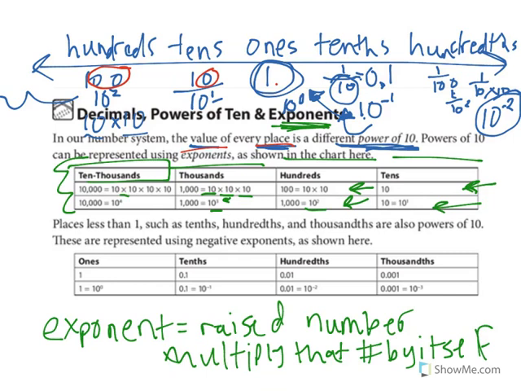And in 10,000ths, well, you see 4 place values here, 4 zeros, so 10, 10, 10, and 10. 4 tens, meaning our exponent is also 4. Okay, and just like we discussed, you can also go negative.